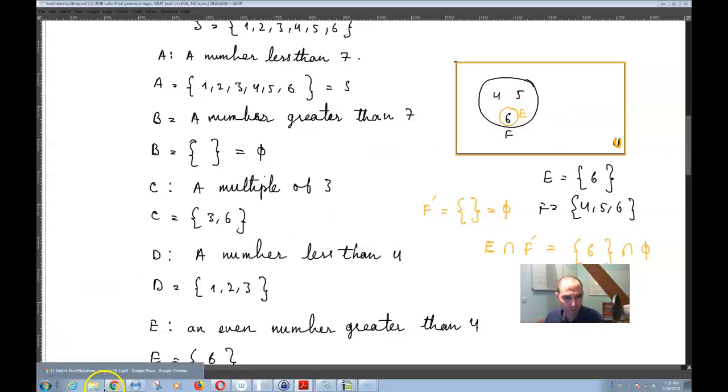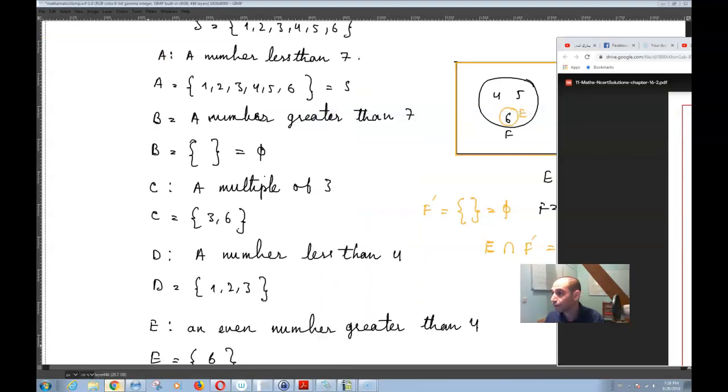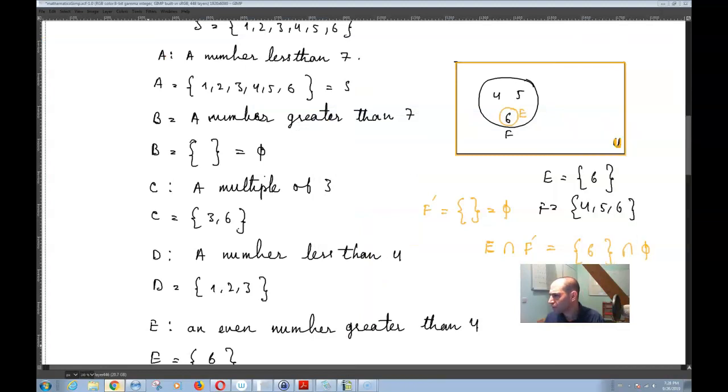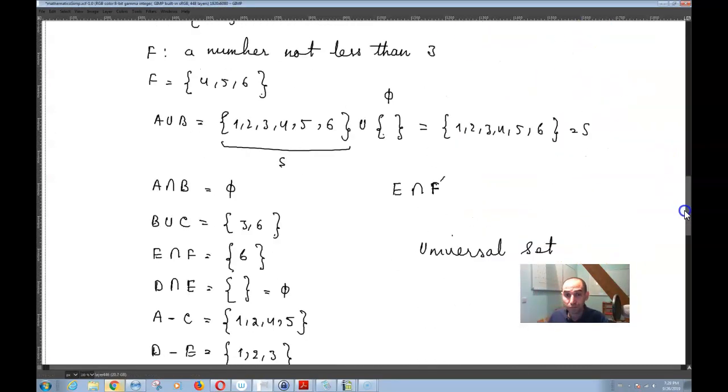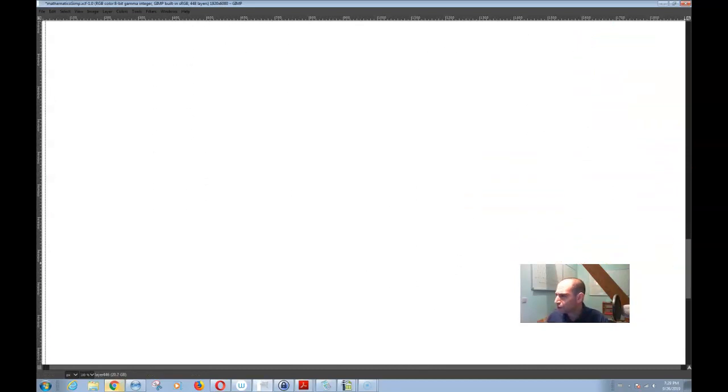Let's see. I suppose E intersection F prime is the null set. Okay. And then there is one more, and the F prime we already talked about it. Okay. So the next thing that we have here is question number 3, which we will also do.